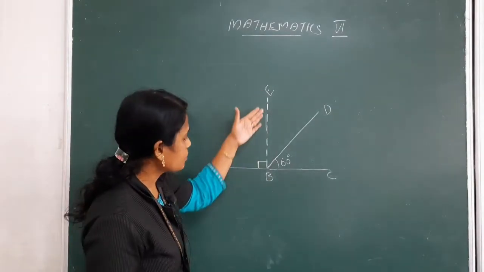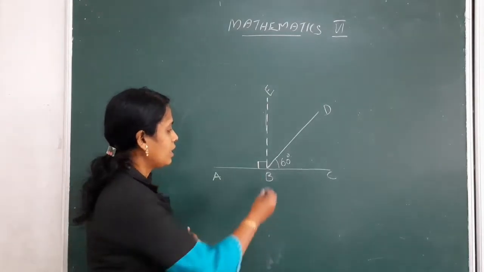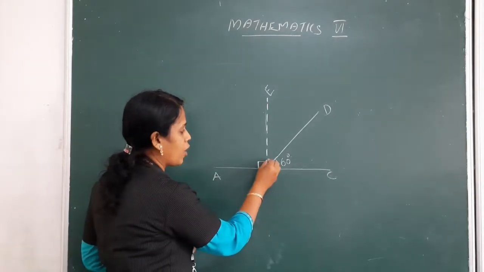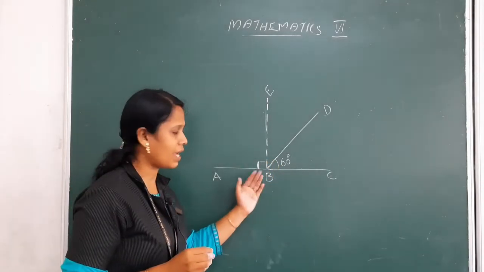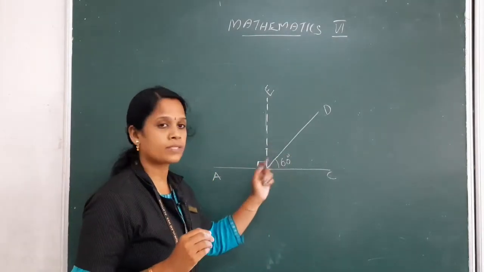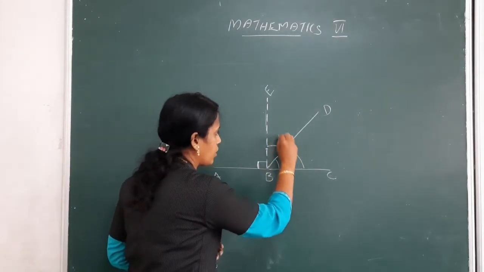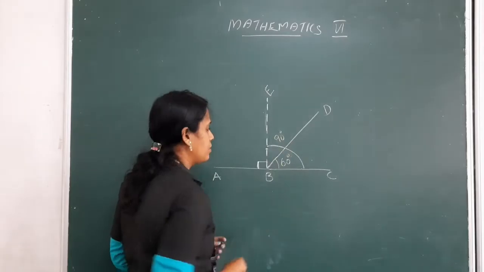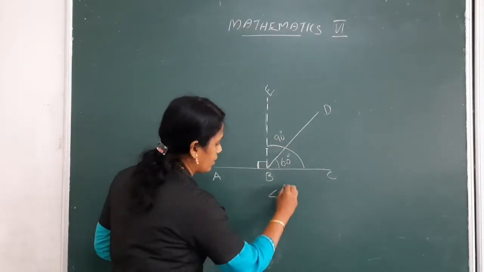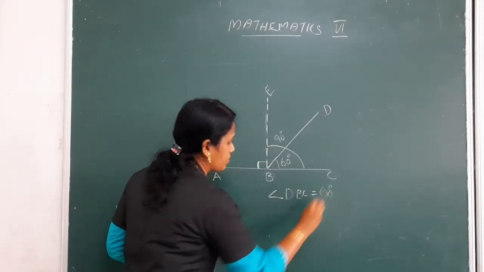Here this is perpendicular line EB. So this angle is 90 degree. This is the symbol of right angle, means 90 degree angle. Here perpendicular line, on both sides 90 degree will be, right? So here also 90 degree. Angle DBC is equal to 60 degree.